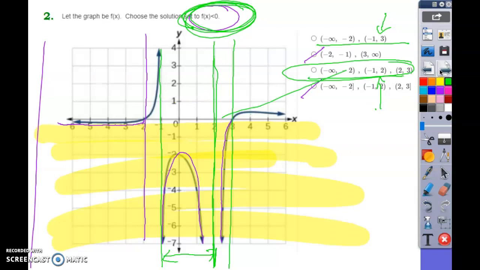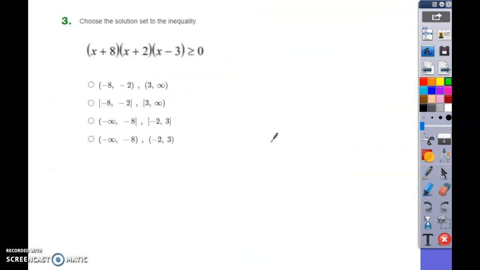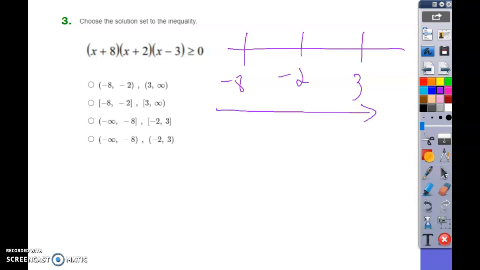Number 3, choose the solution set to the inequality. All right, so I'm just going to draw myself a real quick number line and put my important points on there. So I've got a 0 at negative 8, a 0 at negative 2, and a 0 at 3. Now the number 1 mistake on here is make sure you put these numbers in order, okay? They have to go from the least value to the greatest value. Negative 8 is all the way the farthest to the left, then negative 2, then 3, okay?